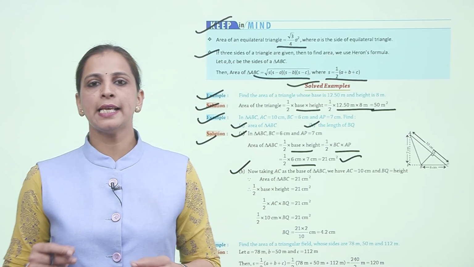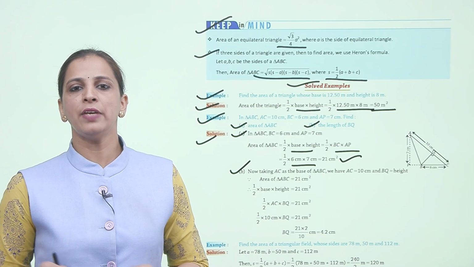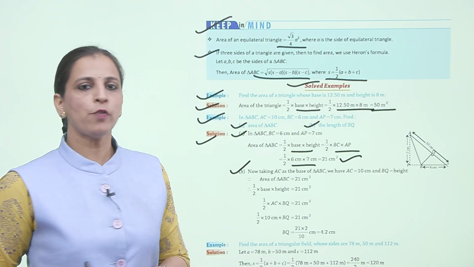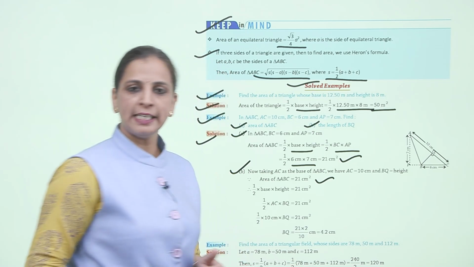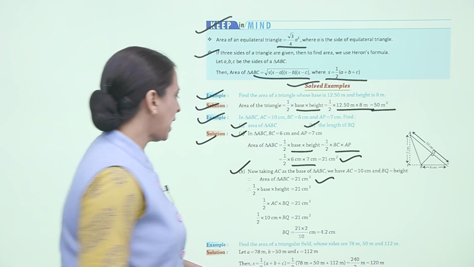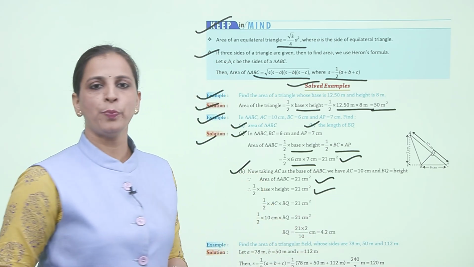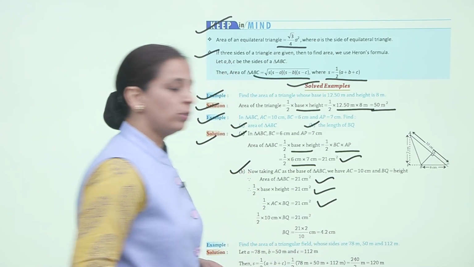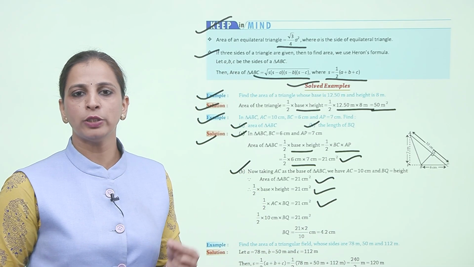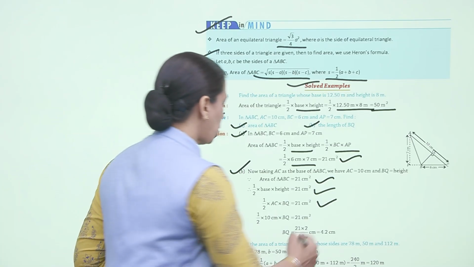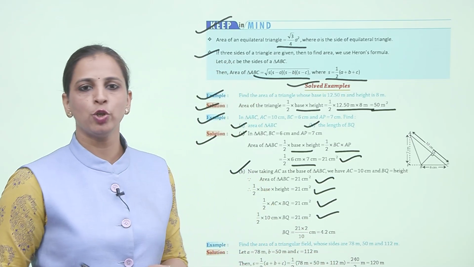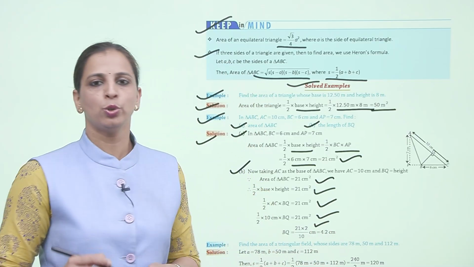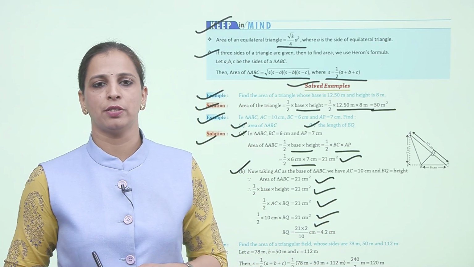Now taking AC as the base of triangle ABC, we have AC is equals to 10 centimeter and BQ is equals to height. So area of triangle ABC is 21 सेंटीमीटर स्क्वायर, सेम ही आएगा, कोई भी बेस कोई भी हाइट ले लो. Now it is 1/2 into base into height, that is 21 centimeter square. 1/2 into base into height is AC into BQ, that is 21 centimeter square. 1/2 into 10 centimeter into BQ is equals to 21. BQ की वैल्यू निकाली 21/10 into 2, that is 4.2 centimeter.